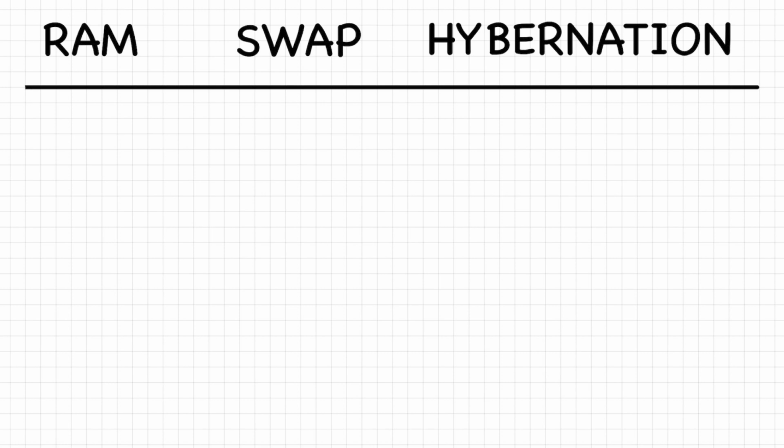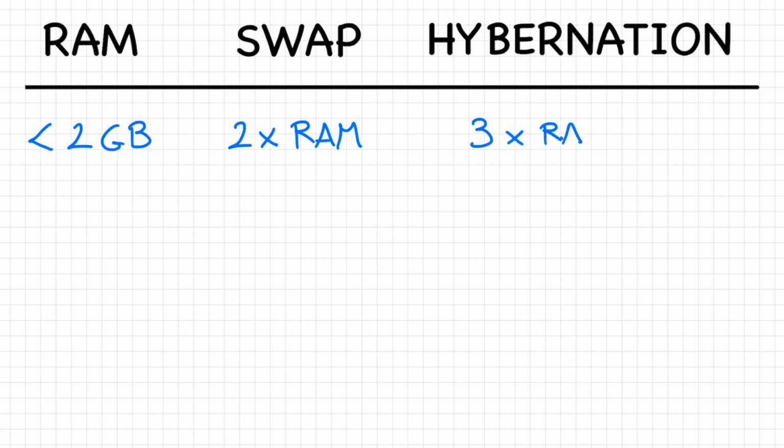The size of the swap partition can be calculated according to the following rules. For instance, if you have a system with less than 2 gigabytes of RAM, the recommended swap space is 2 times the amount of RAM. If you allow for hibernation, then you need to allocate 3 times the amount of RAM.